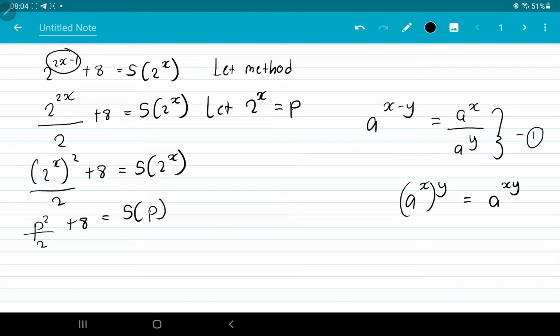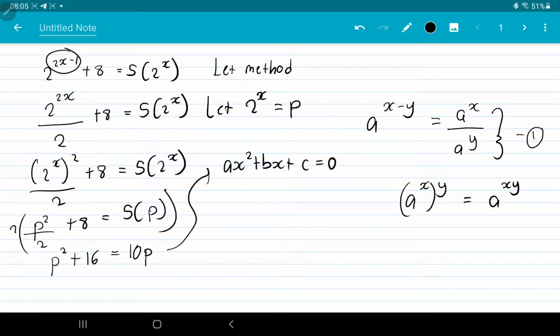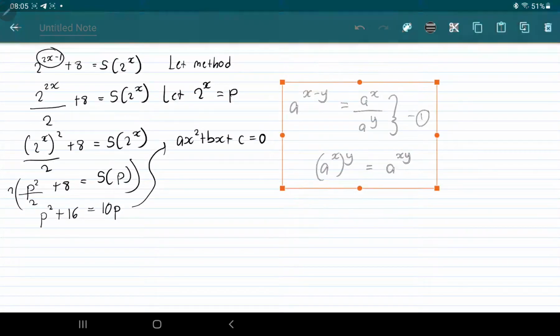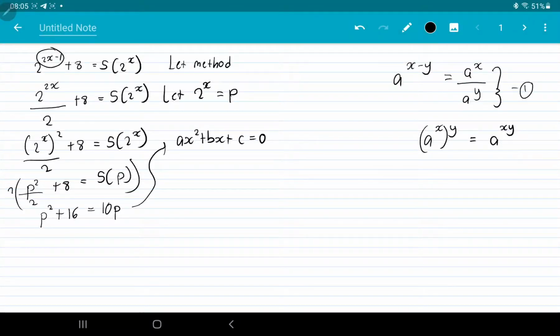Now, it creates a quadratic equation. First things first, I want to eliminate this fraction down here, so I'll be multiplying 2 both sides. So it should be p squared plus 16 is equal to 10p. And then we arrange it to become the quadratic equation, which is ax squared plus bx plus c is equal to 0. So we can arrange it to become p squared minus 10p plus 16 is equal to 0.